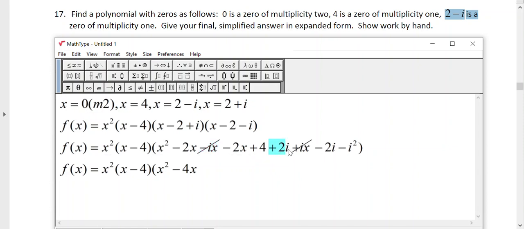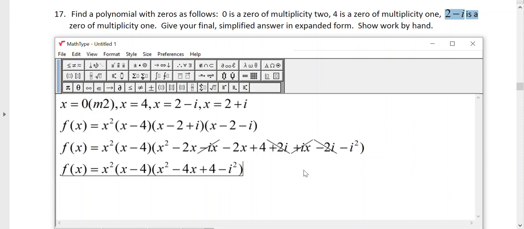And my 2i and my negative 2i, those are also going to cancel, right? Those are also going to add to 0, so we'll cross those out as well. So it looks like x squared minus 4x, I'm going to have this plus 4 right here. And then I'm going to have this minus i squared term from the end. Okay, so those are all the terms I get once I cancel out the ones that are the same but opposite sign.